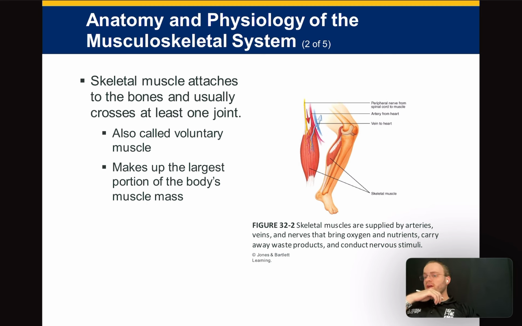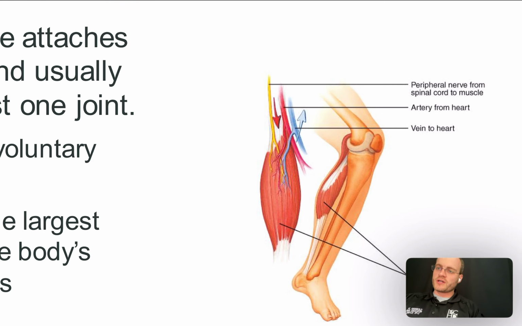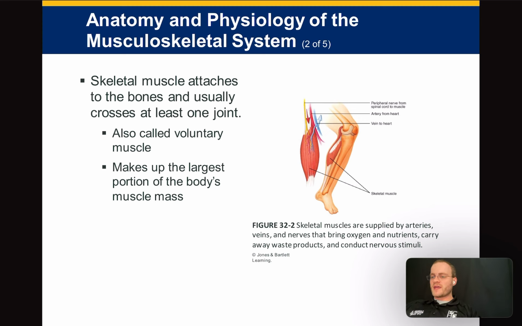If I were to say take a deep breath or hold your breath or breathe faster, slower, you could do that. But if you stop thinking about it, even for just a moment, your body will take over and breathe for you. Okay? And so all skeletal muscles are supplied with arteries, veins, and nerves, and that's what they're showing you here. So this is a nerve, then there's an artery coming into it, and then a vein is leaving it. Okay? And so all muscles have that. They have to have that.